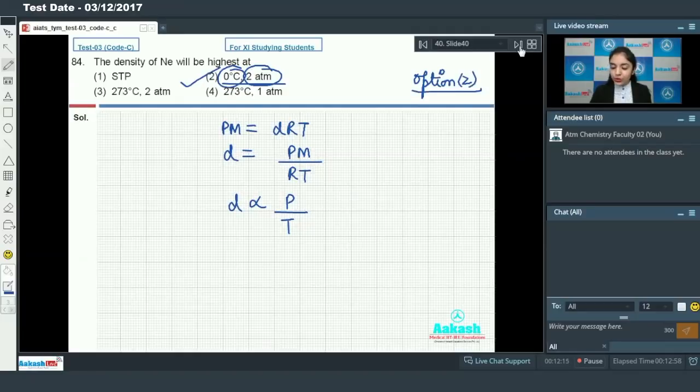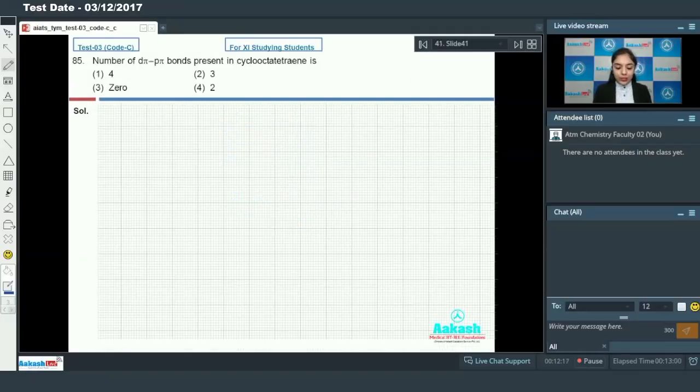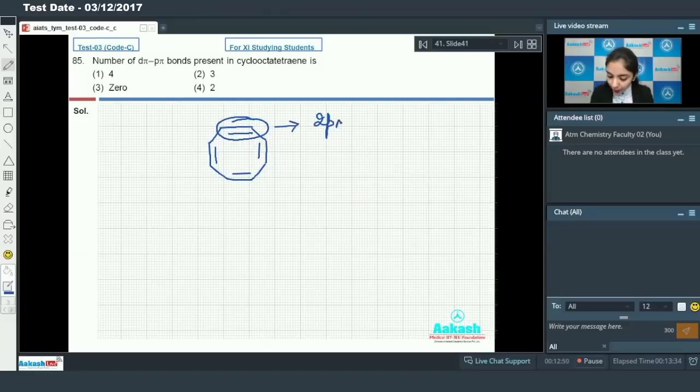So moving on to the next one, students, we have question number 85, which says that the number of d pi p pi bonds present in cyclooctatetraene is. So first of all, draw the structure for cyclooctatetraene. It means there are 4 pi bonds present. And now we have to identify the nature of the pi bonds present. So you can see here the pi bond which is formed between the carbon atoms is 2p pi p pi.